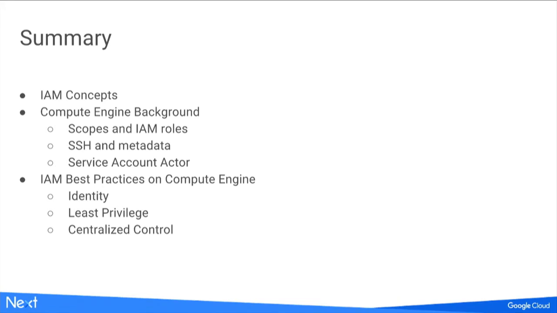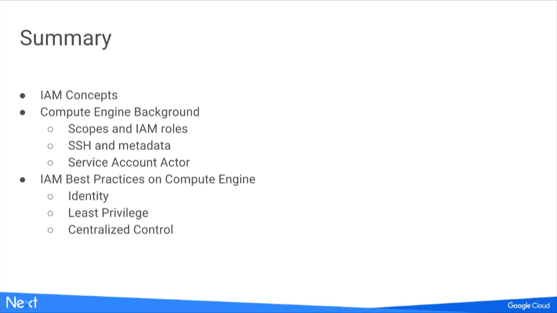So in summary, we started with the IAM concepts, review for some of you, new for others, and then talked about how specific parts of Compute Engine work and how it affects your IAM strategy, the relationship between scopes and IAM roles, SSH keys, and the metadata server, and the service account actor and why it's important that that's an explicit decision and not something you want to be surprised by.